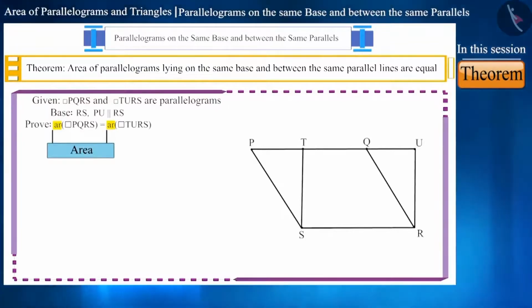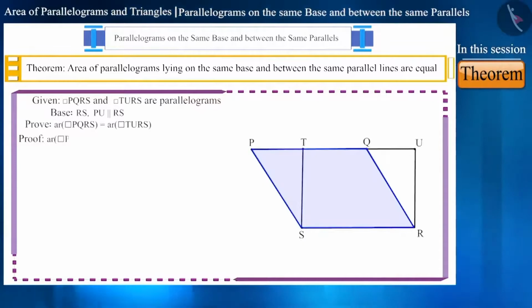Looking at the figure, we can say that the parallelogram PQRS is made up of triangle PTS and quadrilateral TQRS combined together. That is, AR of quadrilateral PQRS is equal to AR of triangle PTS plus AR of quadrilateral TQRS.